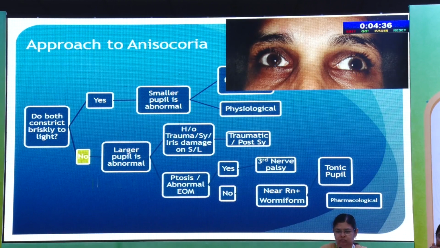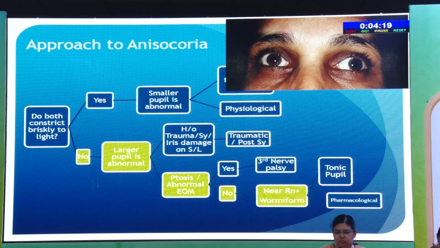What I usually do is see how the reactions are. On light reaction, the larger pupil has the poor reaction. That means the larger pupil is the abnormal one. Then look for other features: any ptosis, any extraocular movement abnormalities? No. Then examine on the slit lamp, and you can see vermiform reaction.